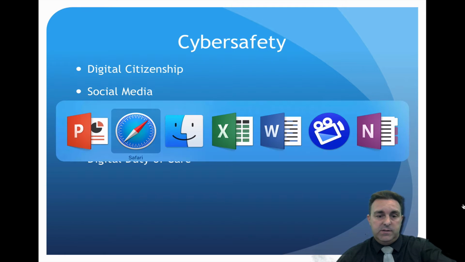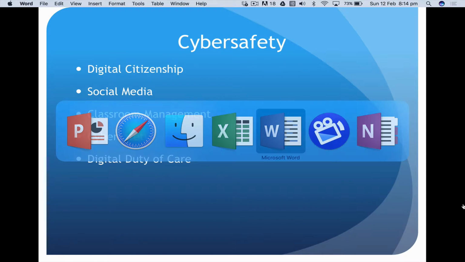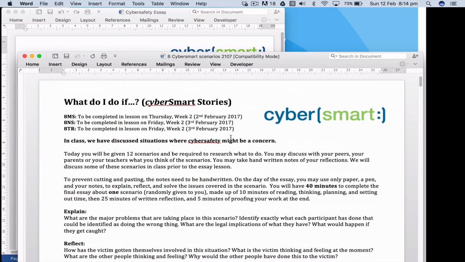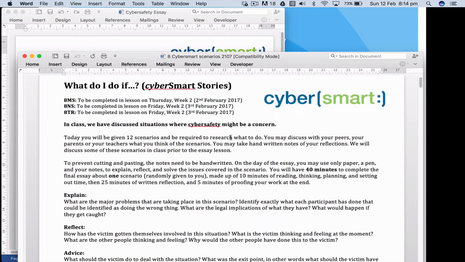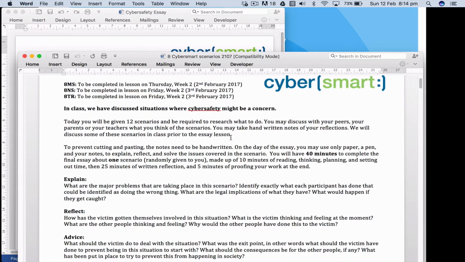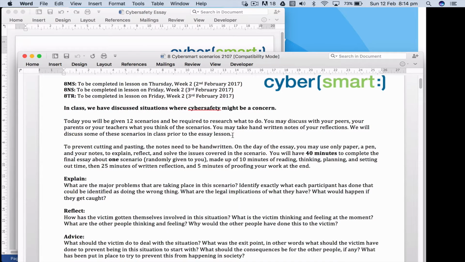Now, I'm going to share this document with you, which is cyber safety scenarios. What I do with my students is I get them to read through. I've got 12 scenarios here, which, to be honest, probably need some review. But the students have to look at each scenario and then decide on what they think the situation is.